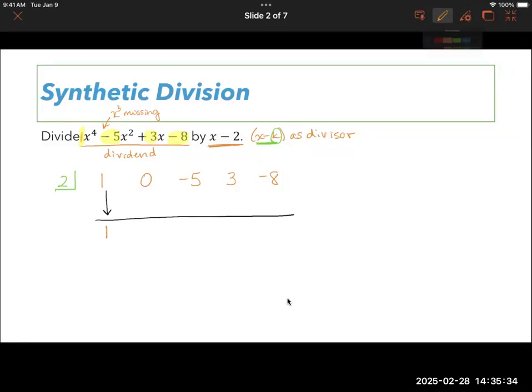And then we are going to take our k value times that 1, and we're going to put it up here underneath our next coefficient. Whoops, it helps if I do the correct one, though. Let me change that. So the 2 times the 1 should give us a 2. That's what we want there under the 0.